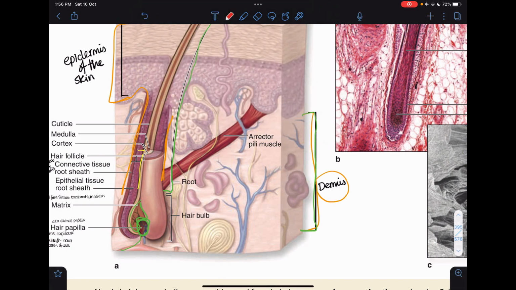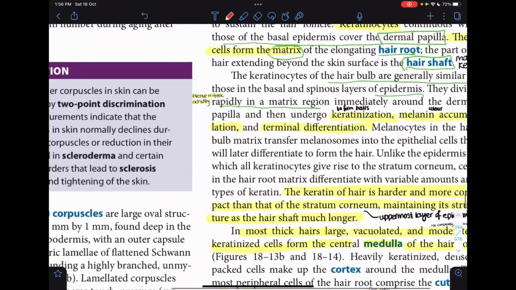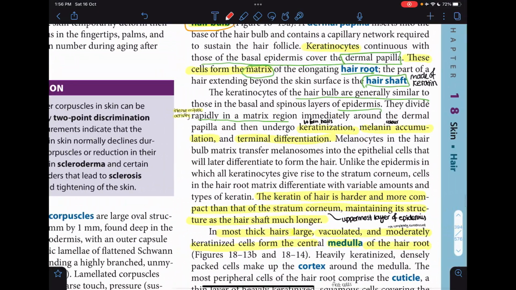اوكي هذا الماتريكس في جوا an intense mitotic activity where keratinocytes divide rapidly. وعندنا هون كمان بيصير keratinization to form the hairs. وعندنا كمان melanin accumulation عشان الcolor وكمان terminal differentiation. يعني من خلال هذا الكلام نفهم إنه الماتريكس is responsible for the color of the hair.